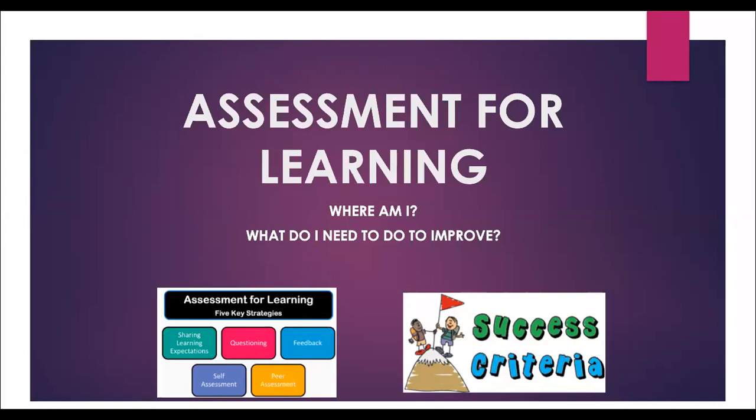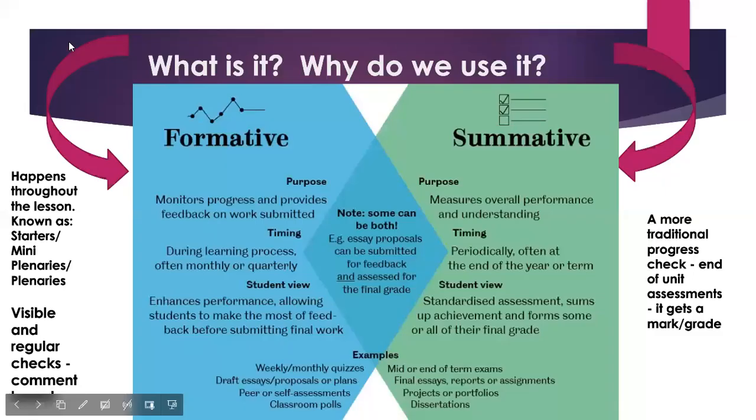So essentially, there are two types of assessment for learning, and both are used alongside each other. So we've got summative assessment, which is what is used traditionally in schools to make sure that children are making progress. So things like end of unit tests and more formal things that get marked.